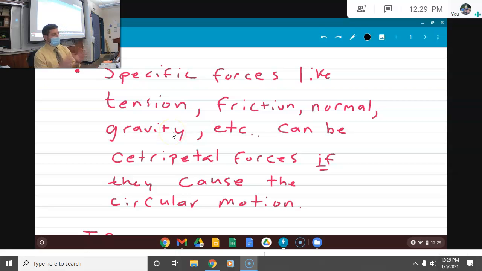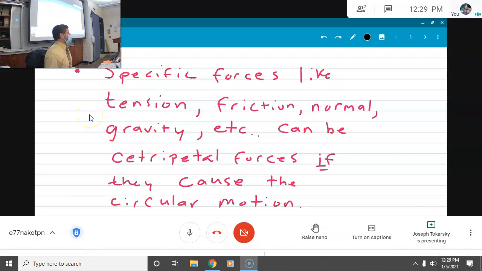And your book, I didn't put this term in the notes. Your book uses a term called the agent. I think it's a term your book made up, but it's not a universal term. Somewhere in the next few days, you're going to have a question or a problem that says, what is the agent? Or identify the agent causing the centripetal acceleration. All that means is identify the specific force that's causing the circular motion.